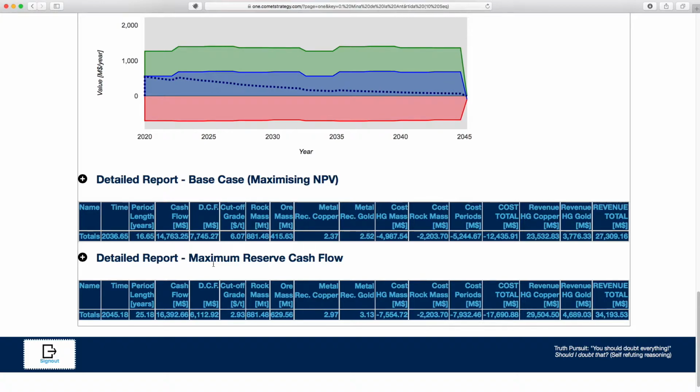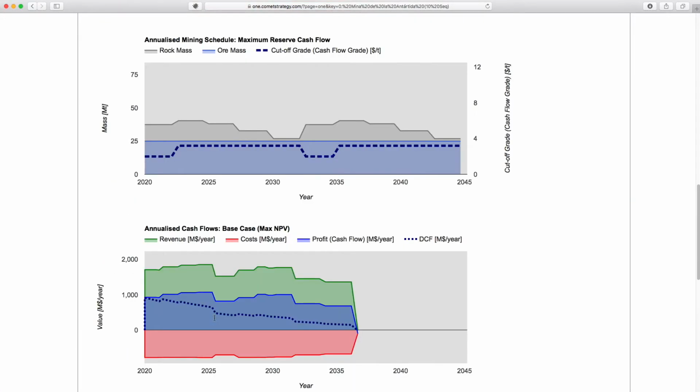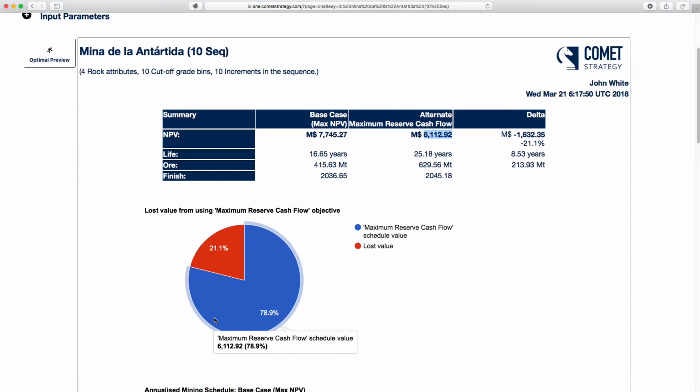So we have a very large reserve. You can see our ore mass is quite a lot higher, our metals are higher, and our revenues and total revenues are higher. But the discounting is the part that really suffers on this objective of maximising the reserve cash flow. You can see here that multiple objectives don't always align, that each objective results in a different schedule, and the different schedule produces a different value, different decisions, different life, different reserves.